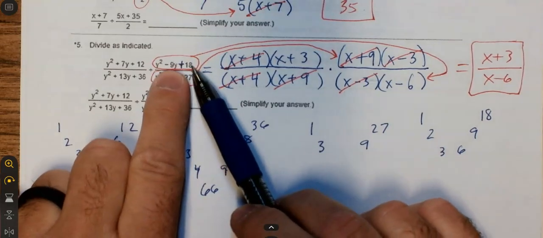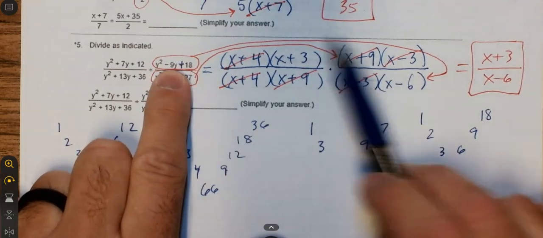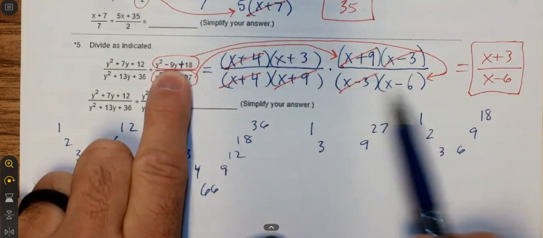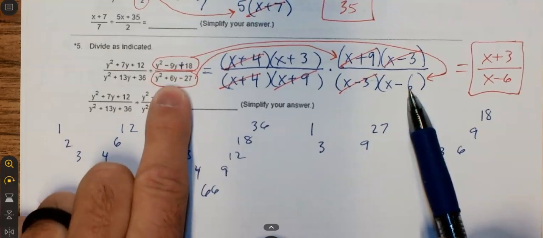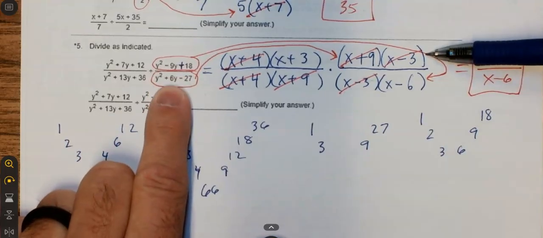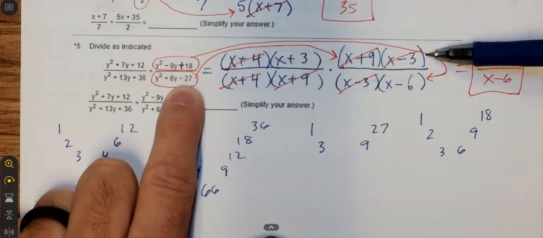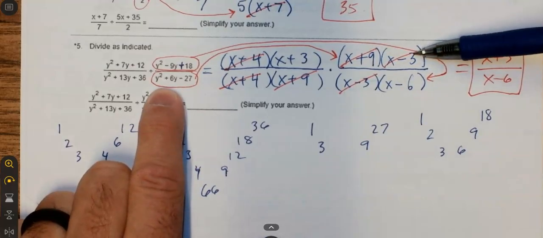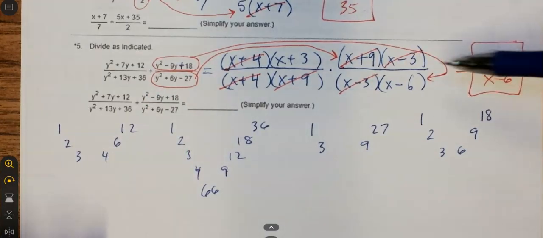So this one up here is going to be coming down to the bottom because of the keep, change, flip idea. So the -3, -6 had to come to the bottom. This one is going to come to the top. It had to multiply to a -27, add up to a +6. So that's why we chose +9 and -3. I just didn't want to write it more than once.